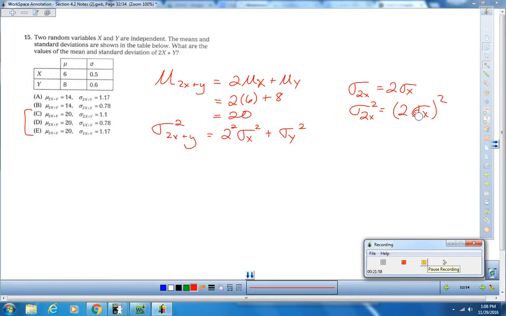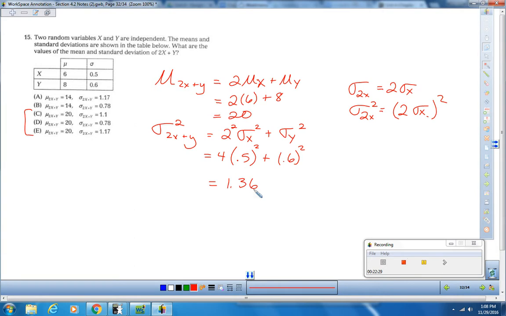All right, so let's fix this a little bit. But that's where the 2 squared comes from. It's because I'm going to end up squaring both the 2 and the standard deviation of x. So that's where the 2 squared comes from. Okay, so this is 4 times, oh, what's that standard deviation? 0.5 squared plus 0.6 squared. So this is, what, 1.36.